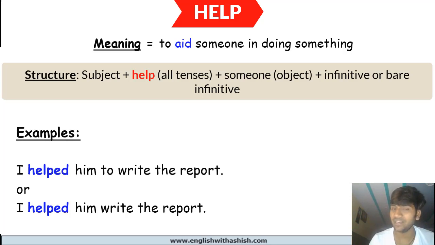Let's look at some examples now. I helped him to write the report, or I helped him write the report. Both are absolutely fine. I helped a person to do something. I helped him, or I helped Rahul to write the report. But I didn't cause the action. I just supported. I aided. I helped the person in doing the action. I didn't cause the action.